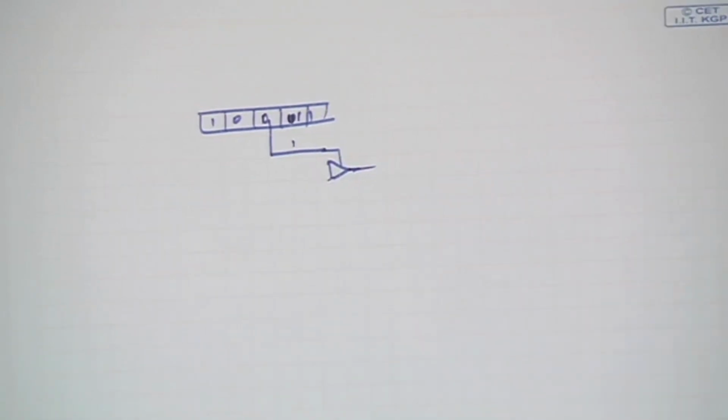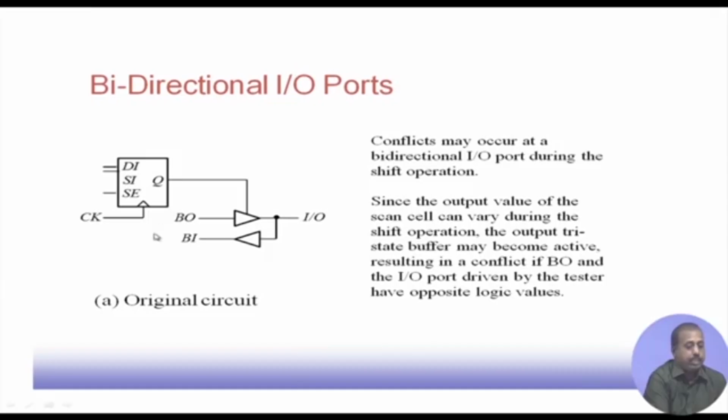content of the circuit. So, output value of the scan cell can vary during the shift operation. The output tri-state buffer may become active, resulting in a conflict if this buffered output and the IO port driven by the tester have opposite logic values. So, tester has given some value here for shifting into the system, and this BO line is something else computed by the combinational logic. So, if these two values differ, then there is a conflict at this point. So, that has to be avoided.